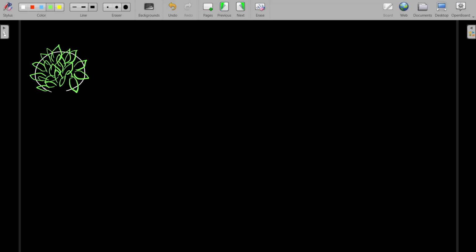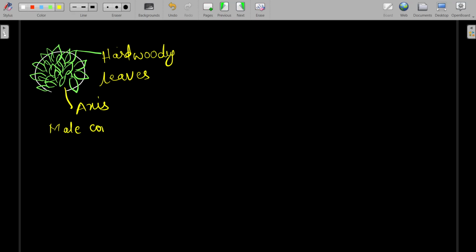These are the hard, woody leaves, and this is the axis. Let's see this is the male cone. Look, it is a cluster of hard woody leaves. Let's see the LS of the male cone.